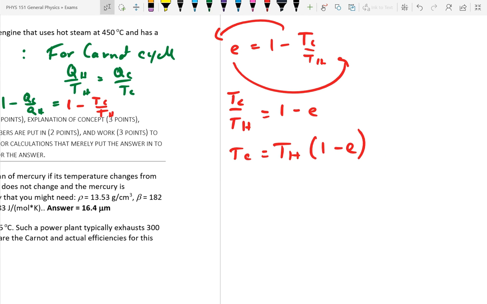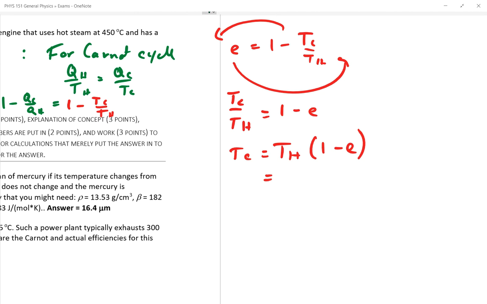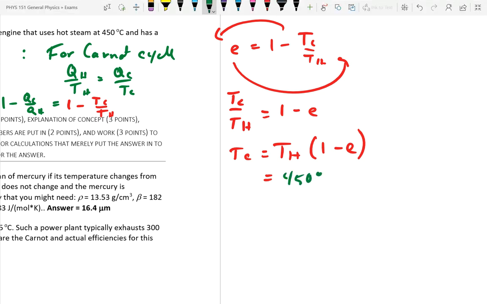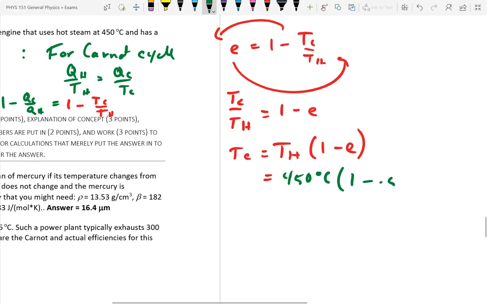And a lot of people got to this correctly. What do I put in for temperature hot? What do you think the majority of people did? They put in 450 degrees Celsius times 1 minus 0.5, and they got 225 degrees Celsius. That's not right. It's not a change in temperature. It's the temperature. When it's the temperature, you have to use kelvins.